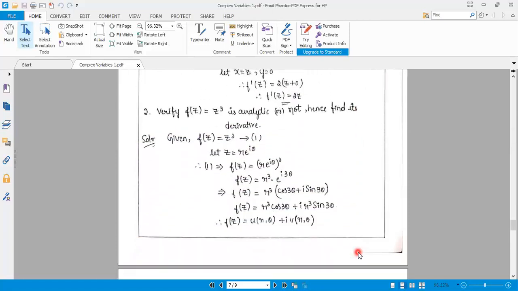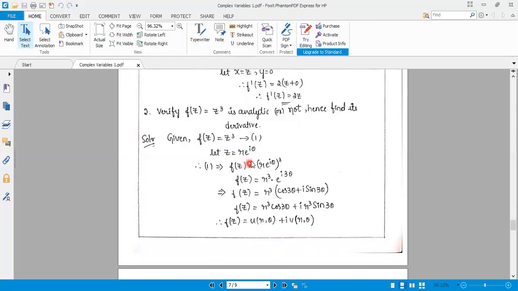Now let us move on to the next problem. A similar problem, f(z) = z³. So we have to verify it is analytic, and also we have to find its derivative. In the same way, either you can do the Cartesian form, or for convenience, you can go for polar form. Here, let us verify the problem in the polar form.